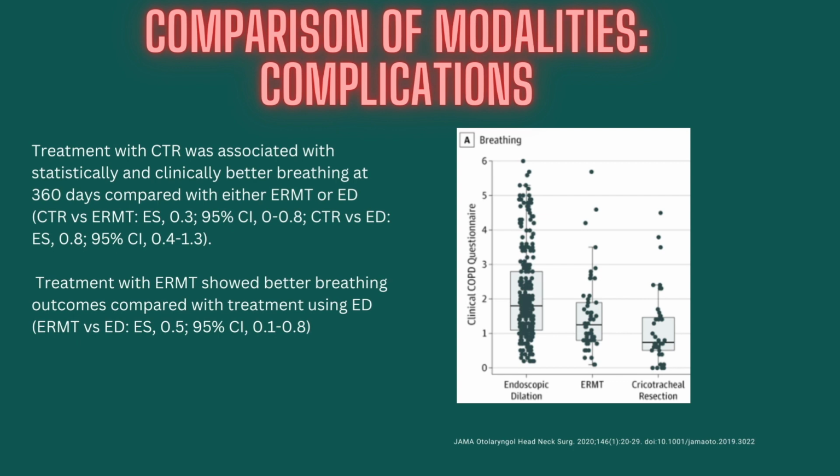For the endpoint of breathing, the treatment with cricotracheal resection, although it's accompanied by a higher rate of complications, does achieve better breathing scores at 1 year compared to the two other treatments. And interestingly, the treatments with endoscopic resection and medical therapy show better breathing outcomes compared to treatment using just dilatation.